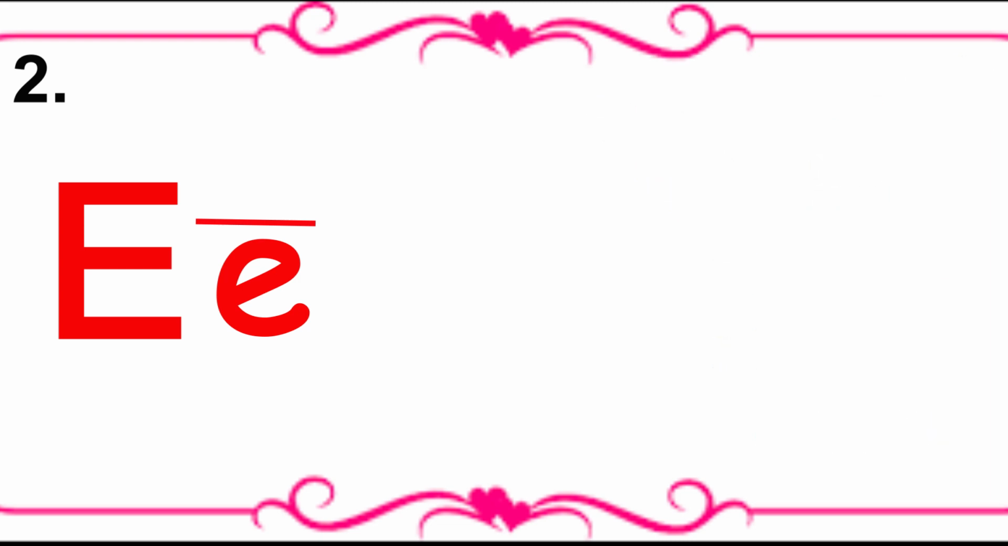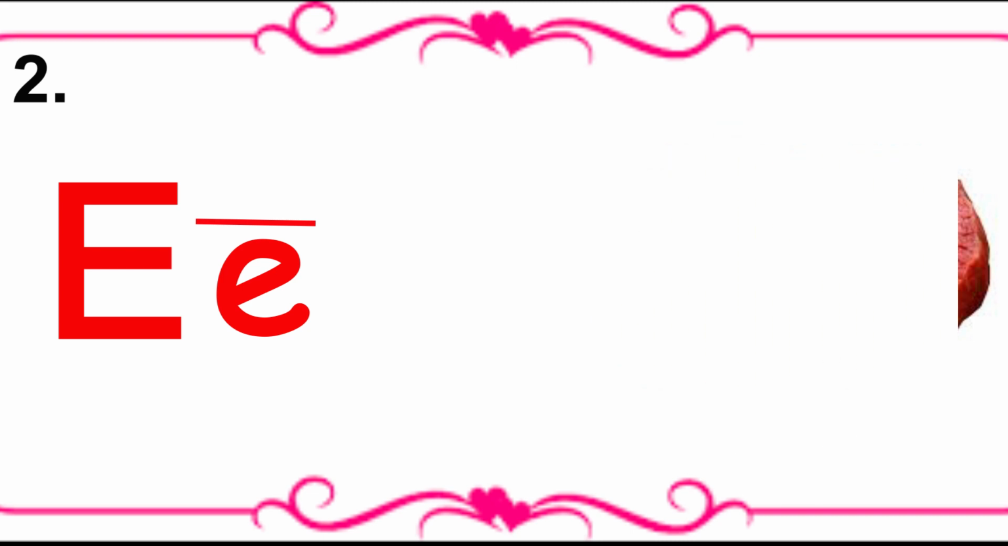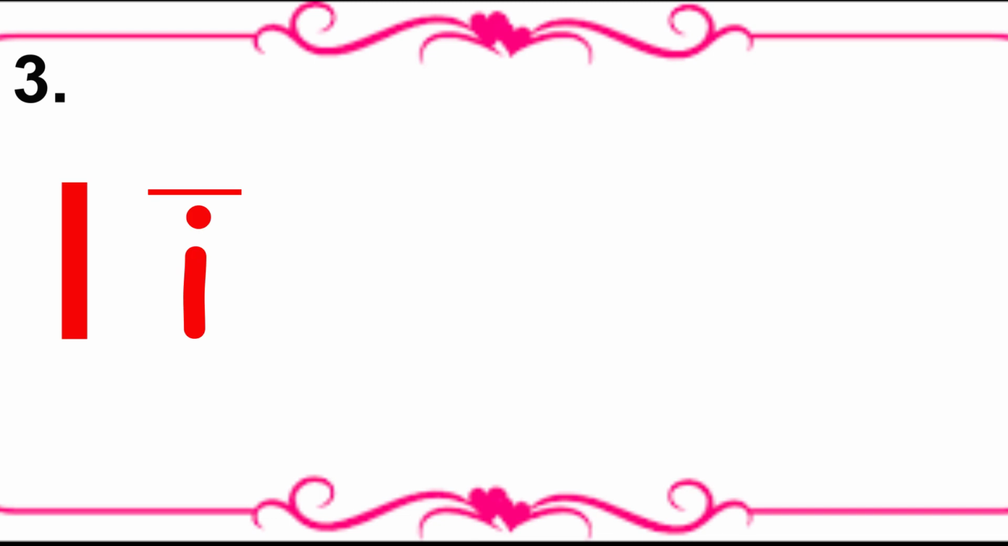You also have it in the middle of the word meat. In the word meat, also the digraph EA, the first vowel E is pronounced as the long sound and the letter A is silent. Meat. Can you say the long E sound with me again? E. E. Good job.